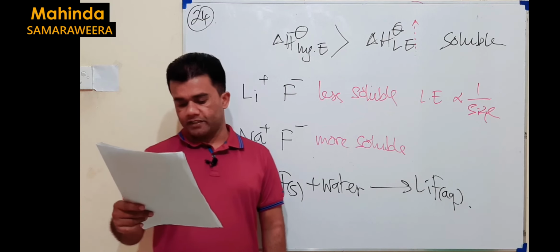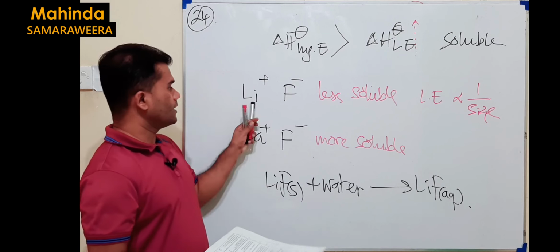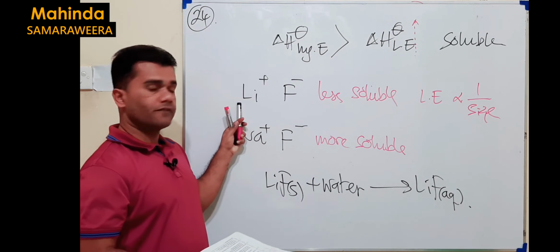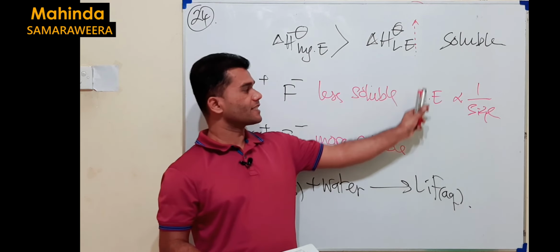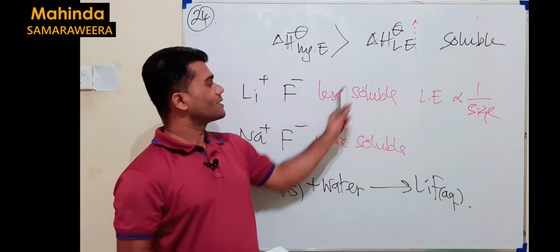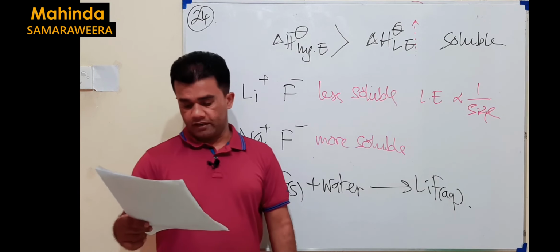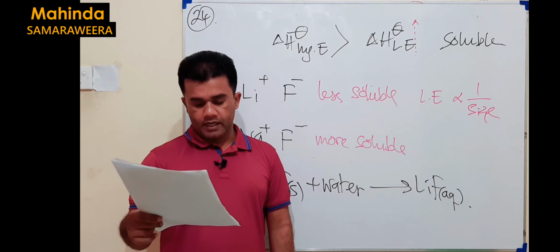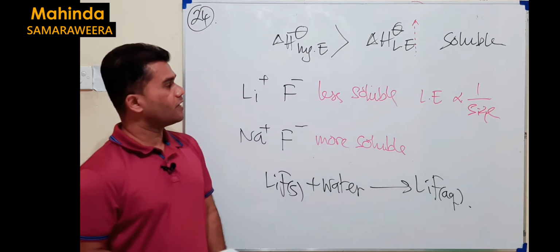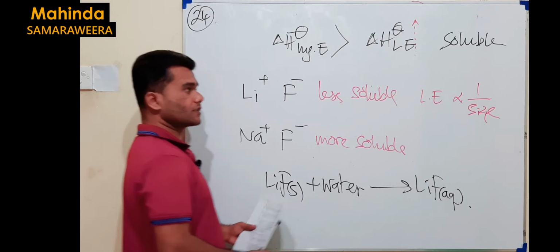Small radii of lithium plus and F minus. F minus is common anyway for both cases. Yes, small radius of lithium plus means high lattice energy. High lattice energy means solubility decreases. That means less soluble. Therefore, it can be a possible reason for this. B is possible. C: high hydration enthalpy of lithium plus and F minus. It can't be the reason for this case.